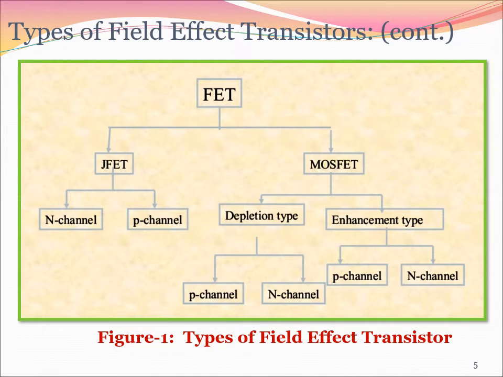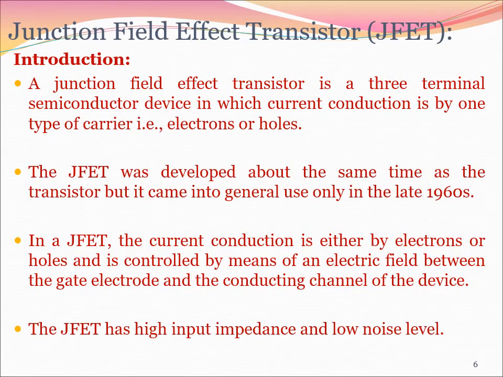So this is a chart that shows different types of FET. One is JFET. Again, it has two types: N channel and P channel, same as BJT where we had PNP and NPN. Another type of FET is MOSFET, which again has two types: depletion type and enhancement type. Then each category has P channel as well as N channel.